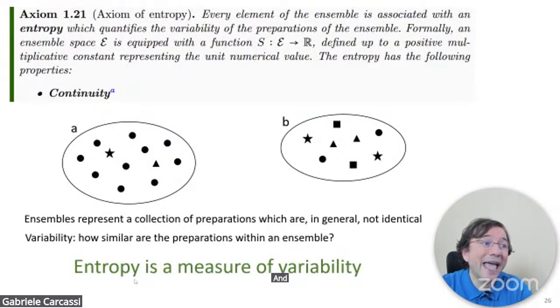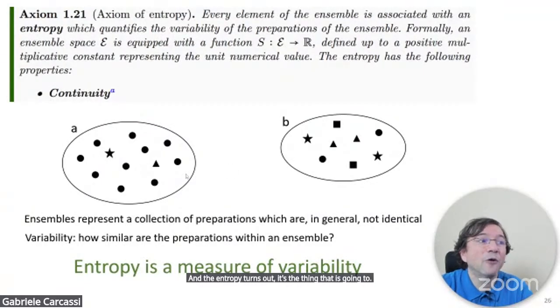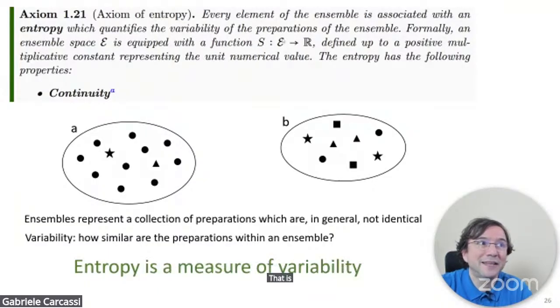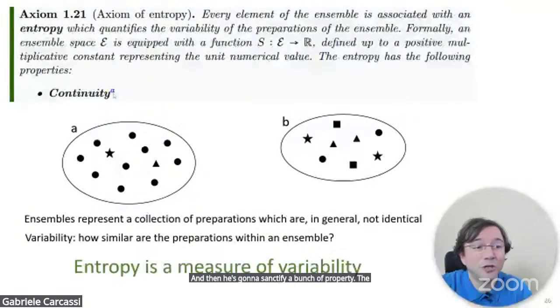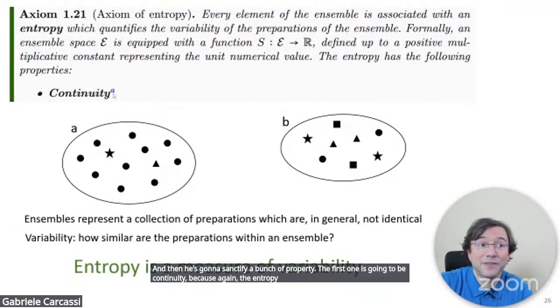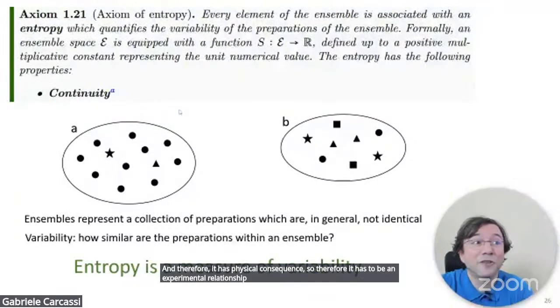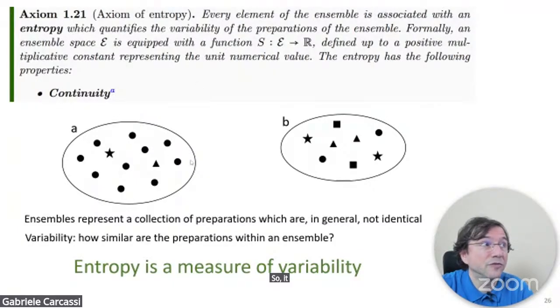And the entropy, it turns out, is the thing that is going to tell us how similar the preparations are within the ensemble. Now, as you see, this right now is just defined as a function that takes an element of the ensemble space and gives us a number, and then it's going to satisfy a bunch of properties. The first one is going to be continuity, because again, the entropy of an ensemble is something that we can go out and measure, and therefore it has a physical consequence. So it has to be an experimental relationship, and therefore it has to preserve the topology. So it has to be a continuous function.